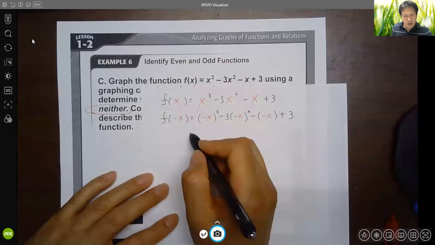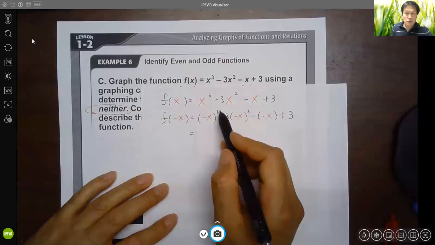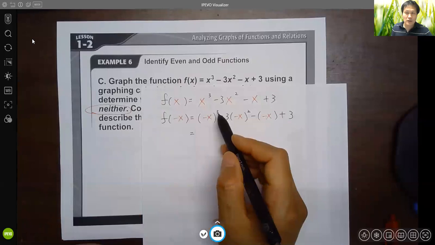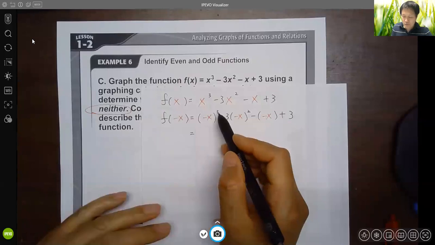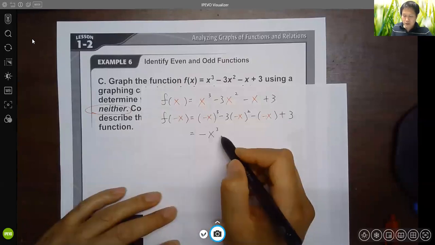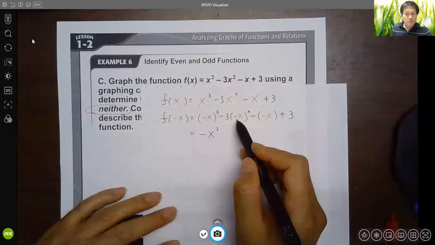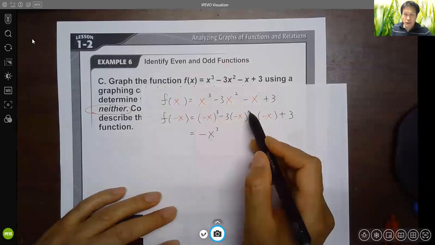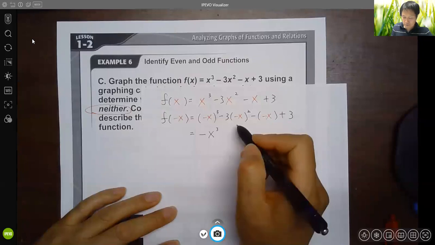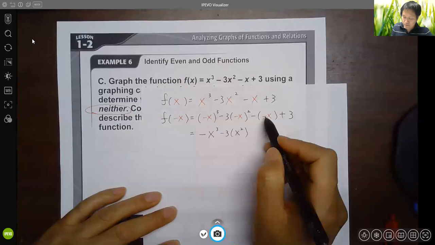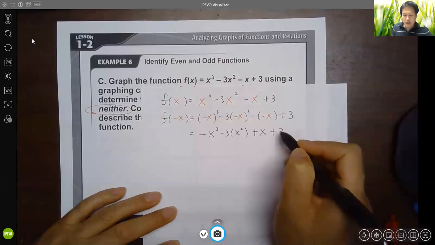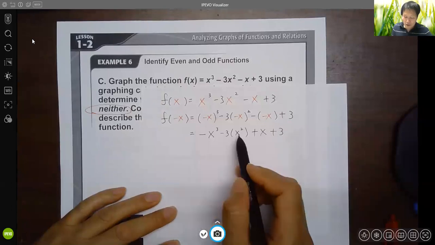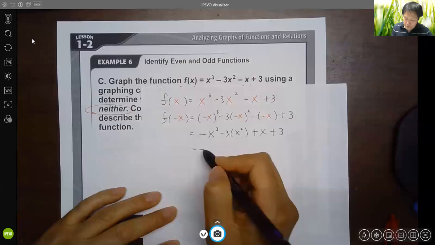Evaluate it. Minus parenthesis cubed. So minus times minus times minus, the minus will survive. Okay, minus parenthesis squared, that will be positive. You got x squared. Minus minus is positive. So if you look at it, minus 3 times positive x squared, that will be minus.